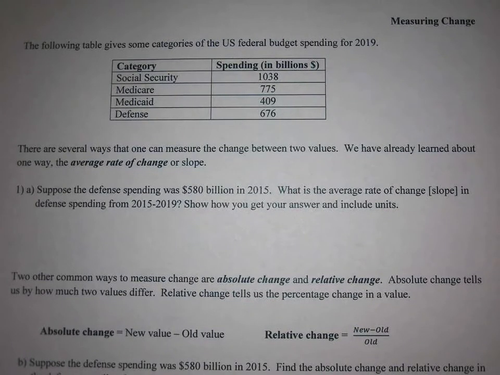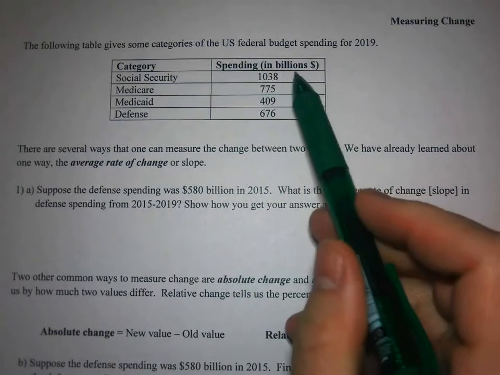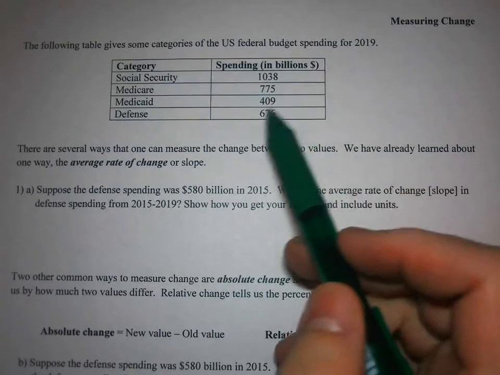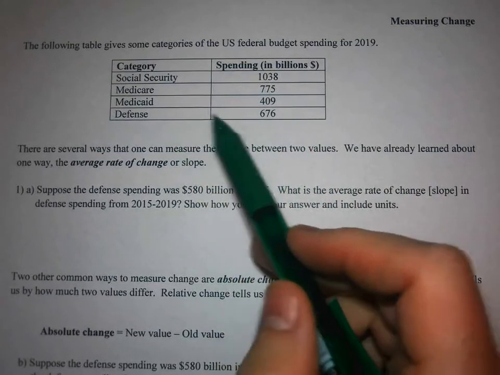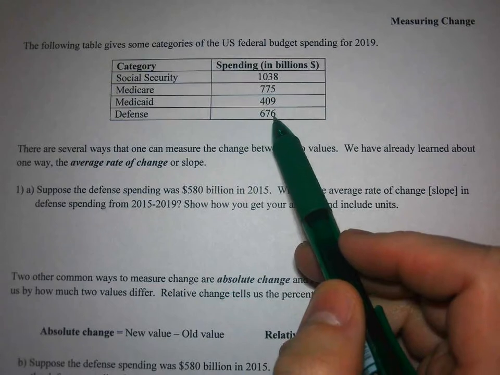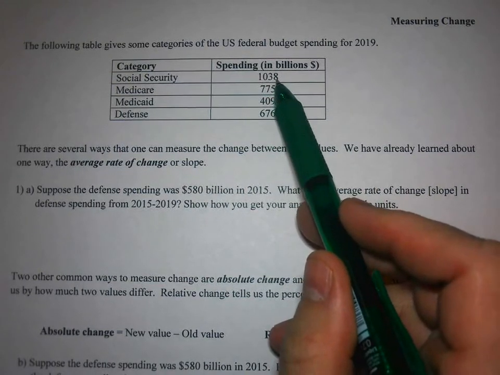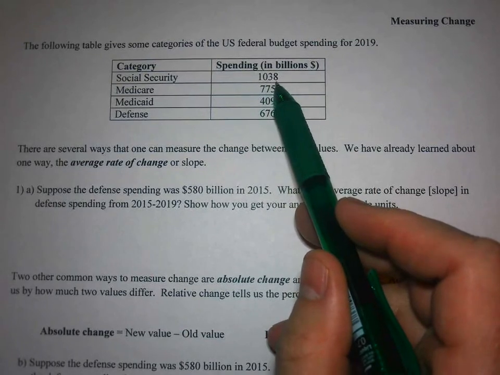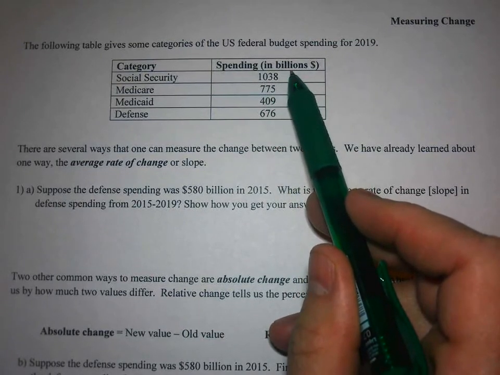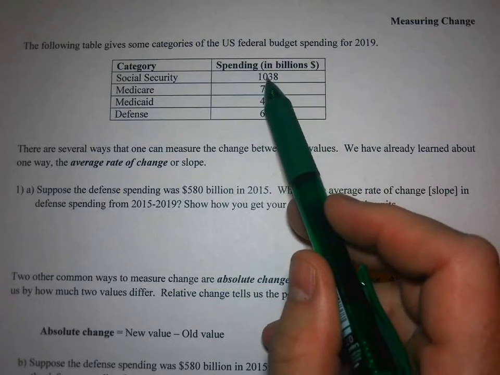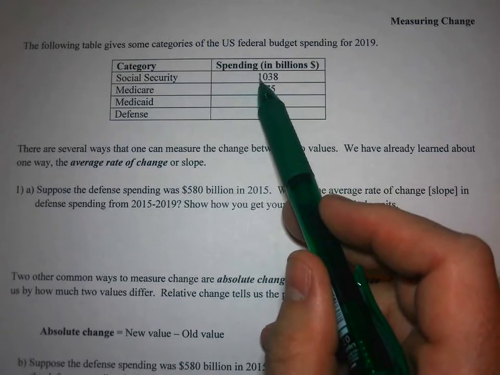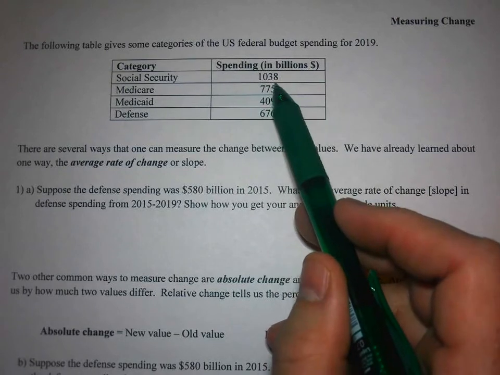The following table gives us some categories of the U.S. federal budget spending for 2019. So we have the spending in billions of dollars. The Defense Department spent $676 billion. And Social Security, that's kind of the more awkward one, it says $1,038 billion. So think about what number that would be. That one would be in the trillions place. So that'd be $1,038 billion.